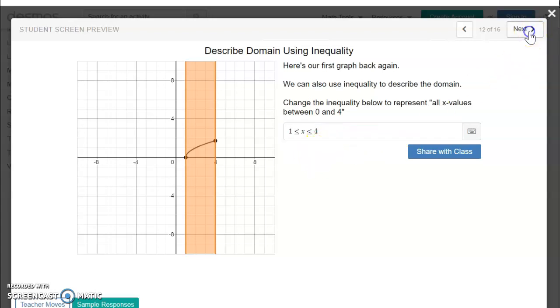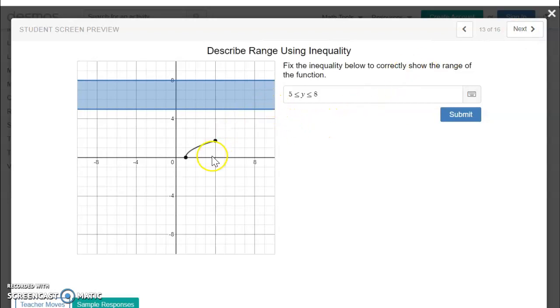Let's try the next one. This time we are translating what we said. Before, we said the range was between 0 and say 1.8. That's what we said in words. So how can we translate that into this inequality? We need to change these numbers, because currently it's telling me the range is between 5 and 8. That's not true, is it?